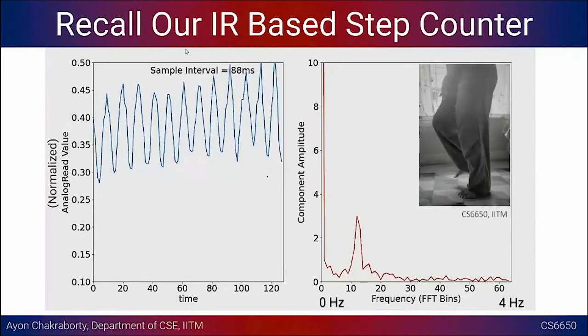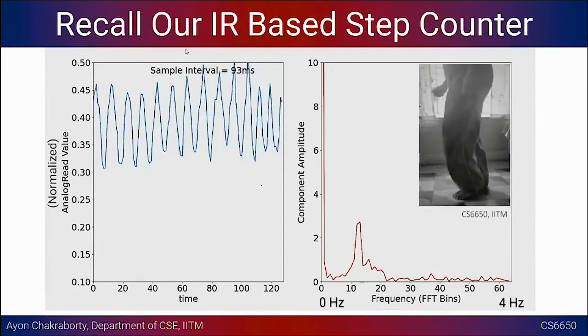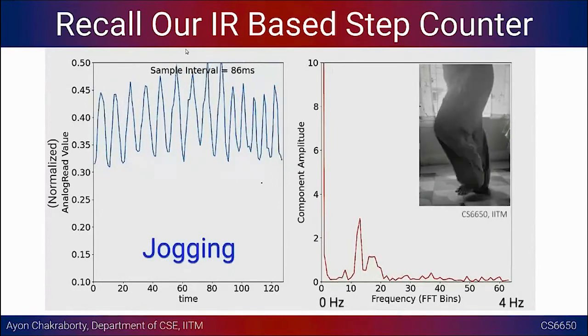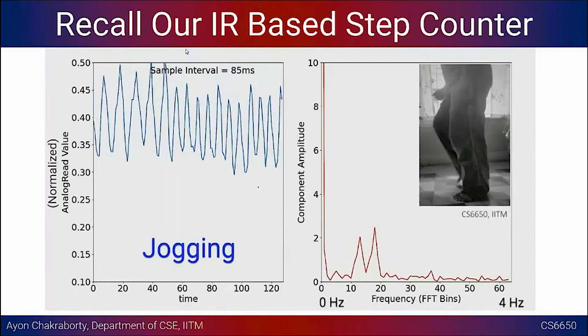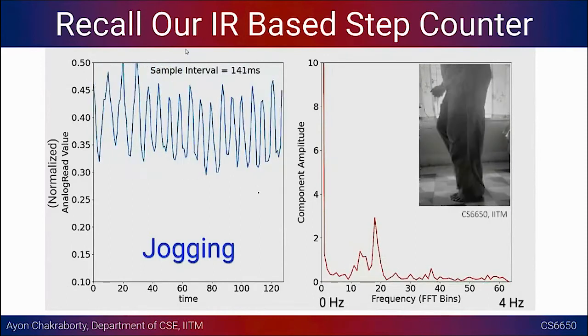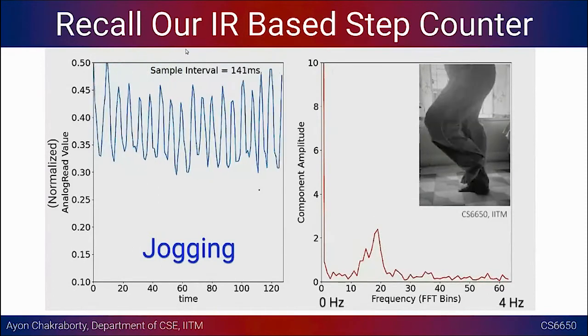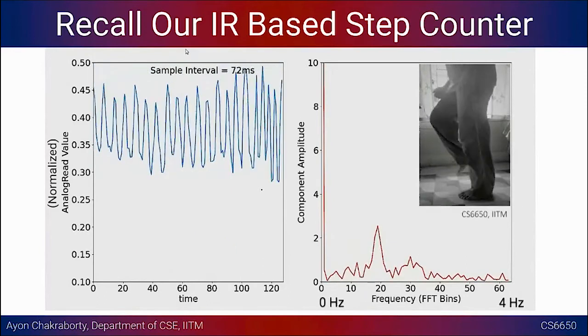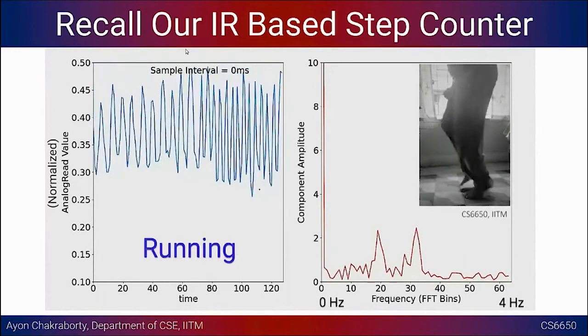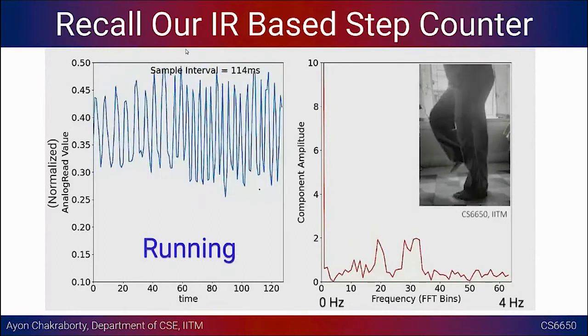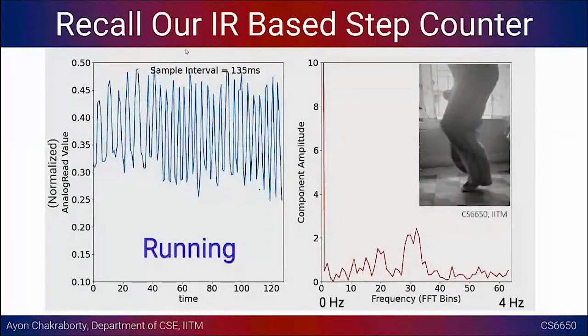And we could have repeated the same algorithm. We could have done just the peak counting, and the peak counting could have told us how many steps per second you are taking. If it is a very large number of steps per second, you are probably running, or if it is very less, you are probably almost static or walking very slowly. So those kind of analysis would have been possible.